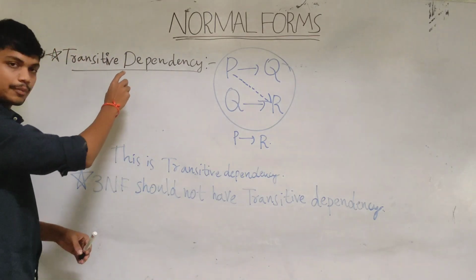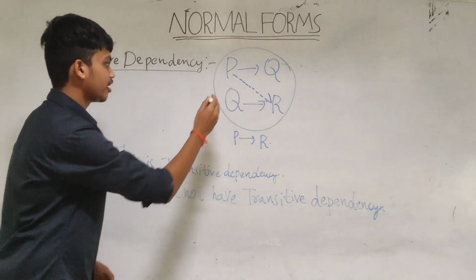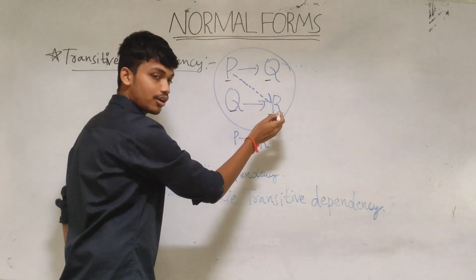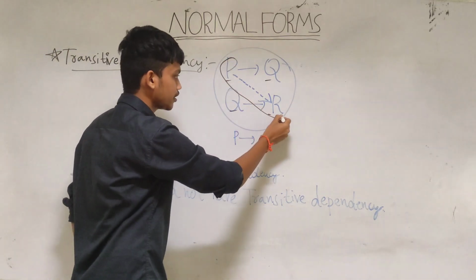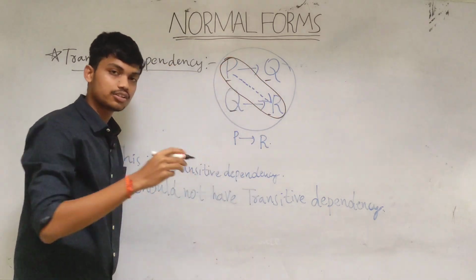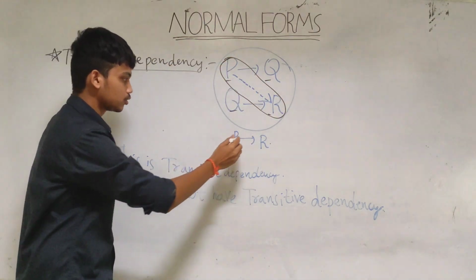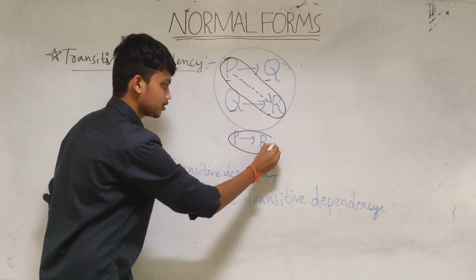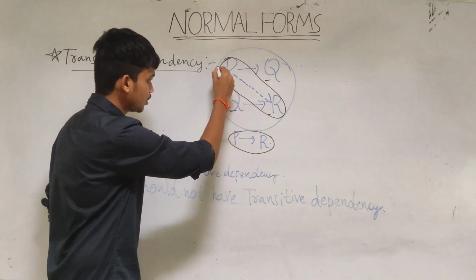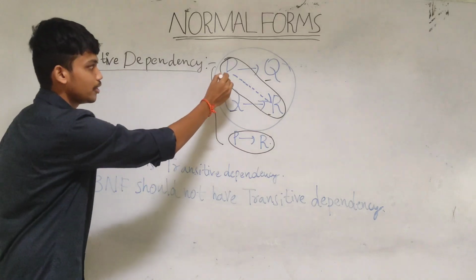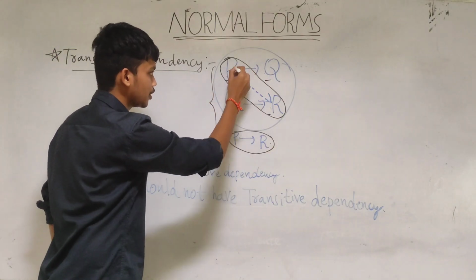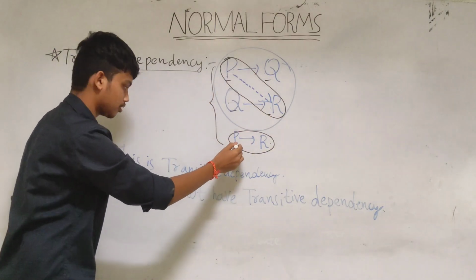Remember this point, I am going to explain transitive dependency. If P to Q and Q to R are both there in a relation, then P to R is absolutely valid, so we need not mention this relation in our table. If these three are there, that is a transitive dependency. P to Q is there, Q to R is there, that means P to R is valid, it is not necessary.